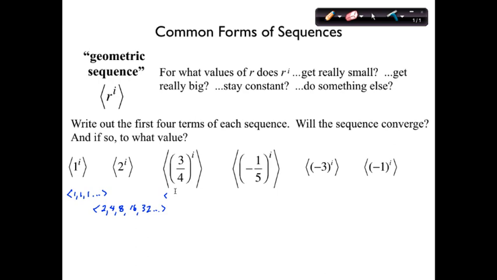First we get 3/4, 9/16, 27 over 64, then 81 over... So what are we doing? How are we getting the next term of this sequence? How do you get the next term of the sequence? If it's 3/4 to the I, 81 over what was it?